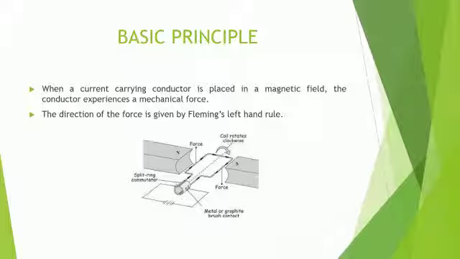What is Fleming's left hand rule? Stretch three fingers of the left hand: thumb, forefinger and middle finger. The thumb indicates the direction of the force, the forefinger indicates the magnetic field direction, and the middle finger indicates the direction of the current.